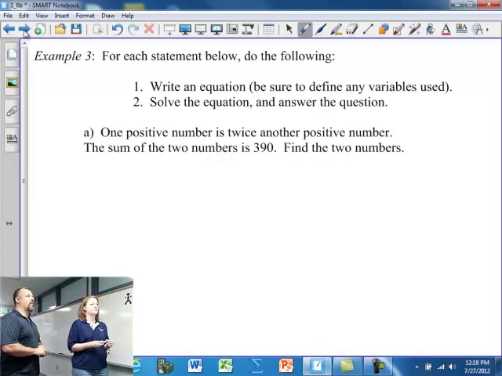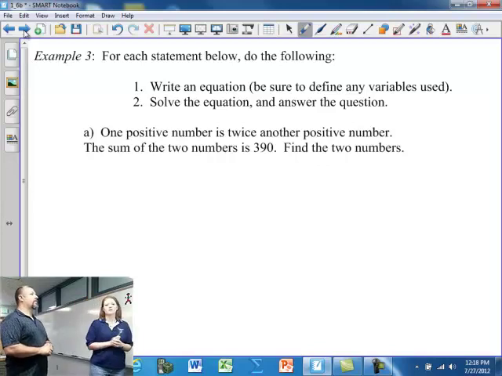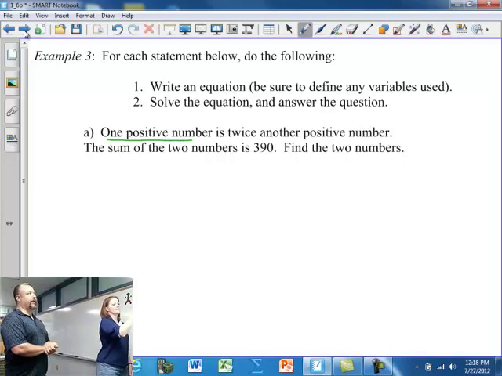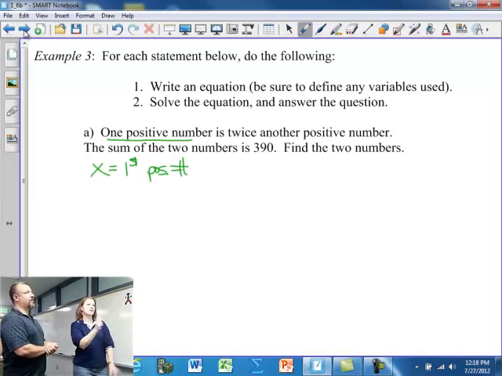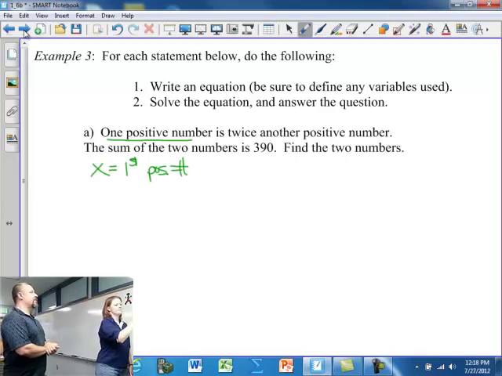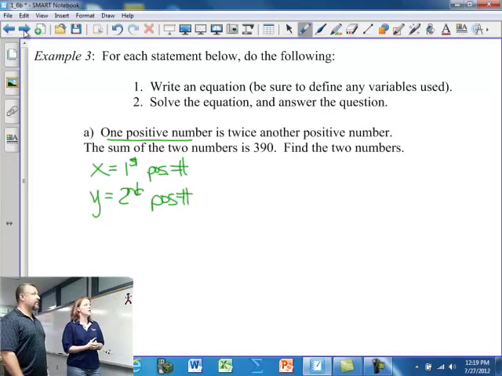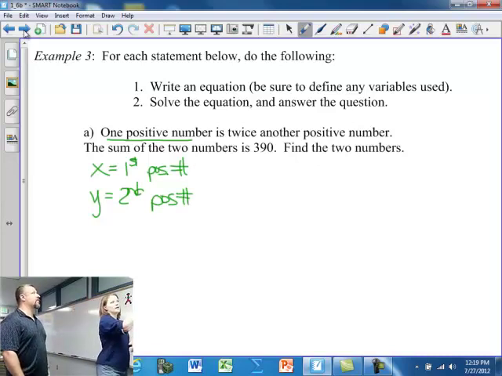So if we read the first one here, one positive number is twice another positive number. Okay, so what do we have? We have a positive number. Pick a letter. X. So x is the first positive number. Okay? And we have another positive number here, so let's pick y, the second positive number. Once you get your variables, and there's usually two, let's go back and read it again.